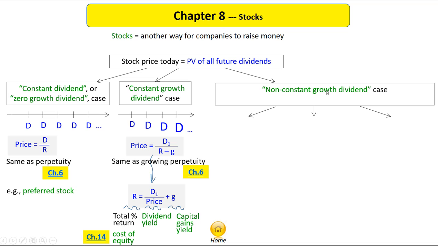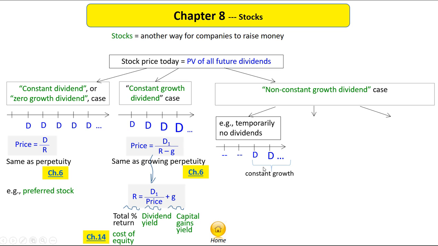The non-constant growth dividend case basically can have a lot of different examples. We covered 3 very different examples in class. Dividends are not paid temporarily, and then the company starts paying dividends and they're growing. So there is a constant growth pattern, but it's delayed.